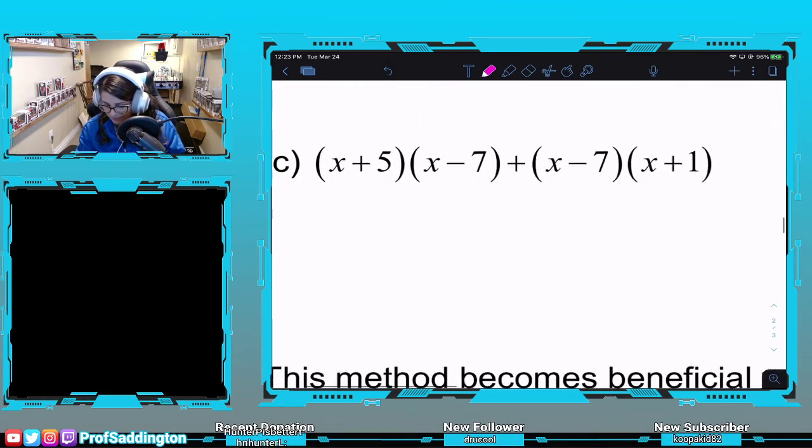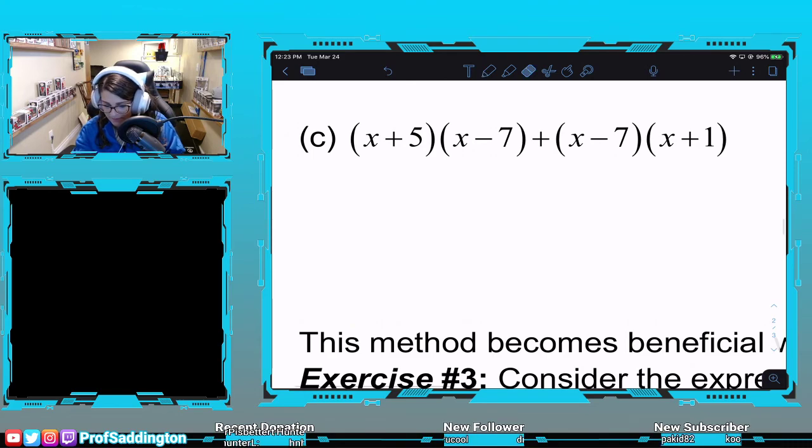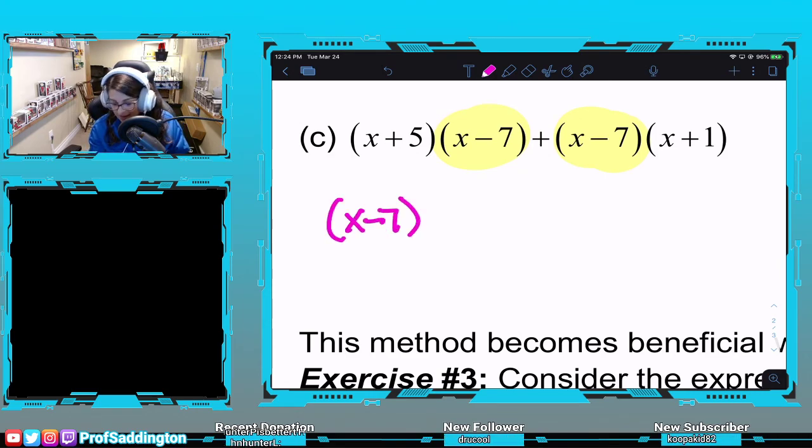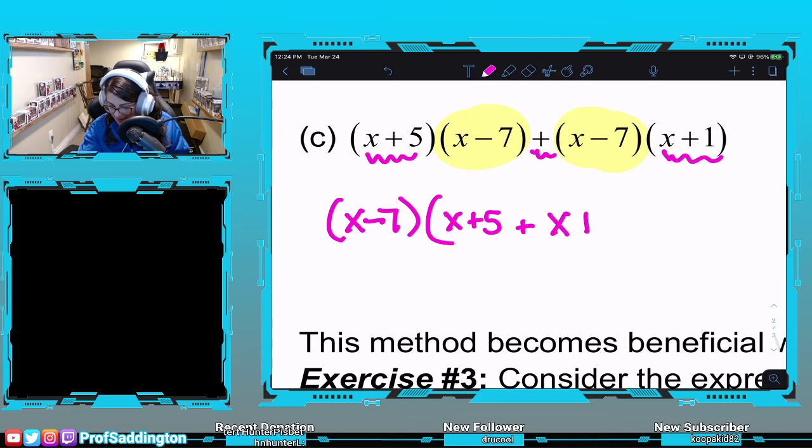All right. Let's try another example. So again, we are looking for bundles that are exactly the same. So here are my bundles that are exactly the same. That's what's going to come out front. And then just like before, everything that's left over gets put together in its own bundle of fun. So I have x plus 5 and then plus the x plus 1.